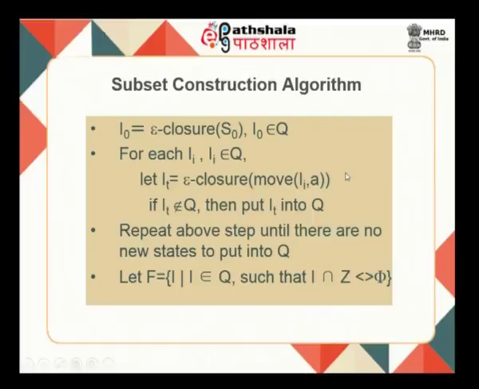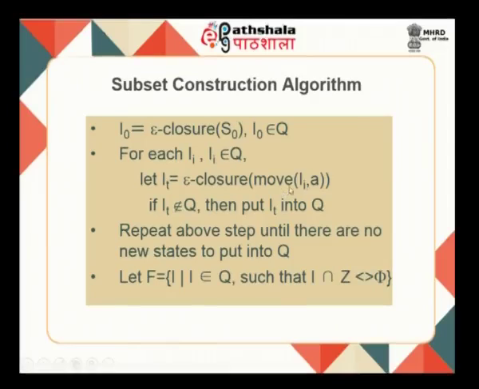I define something like delta D is equal to delta n cap of Q comma A. Now, this delta n cap of Q comma A for epsilon NFA, you have to compute as an epsilon closure. So, you define and compute that. If IT does not belong to Q, then put IT into Q. So, you are going to compute a new state. If it is not there, you put that into the set of states of Q. Repeat the above step until there are no new states that could be put into Q.